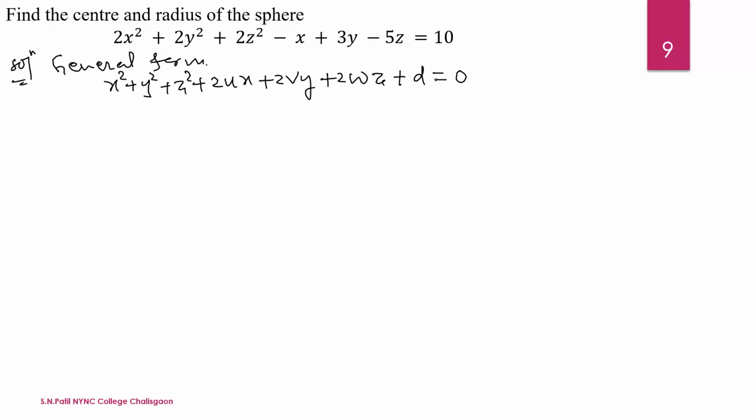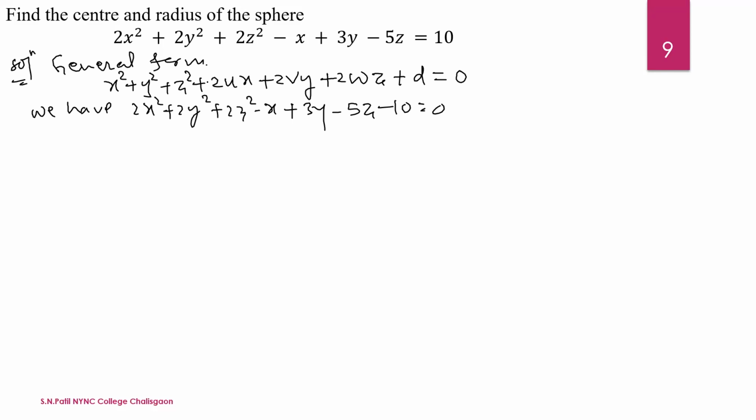Okay. Now here, we write the given problem in the form of the general form. See, 2 is the coefficient of x square, y square, and z square throughout, so first we divide throughout by 2. Now we have the given equation 2x square plus 2y square plus 2z square minus x plus 3y minus 5z, and we want the right hand side to be 0, so take 10 to the left hand side, minus 10 is equal to 0.